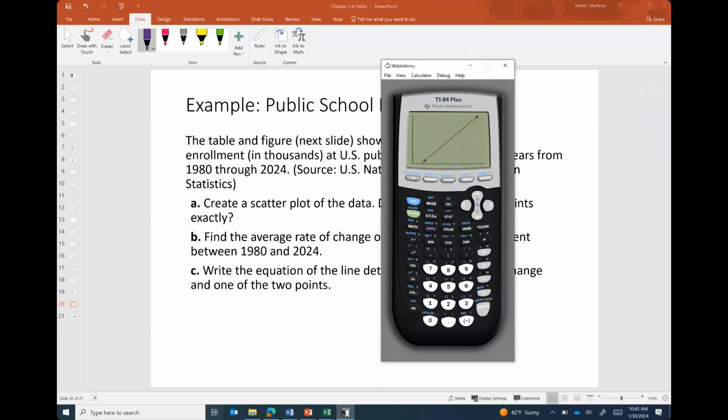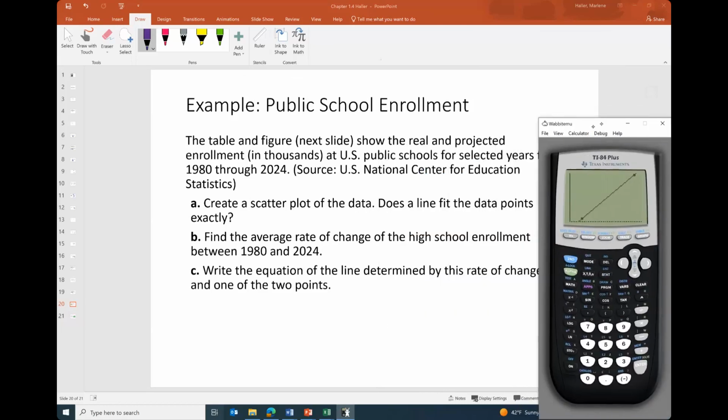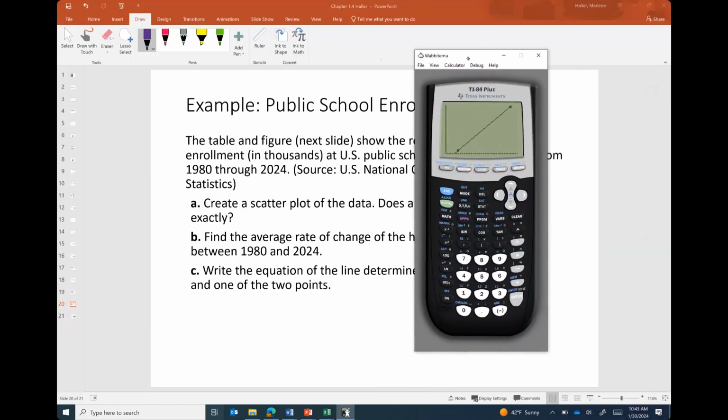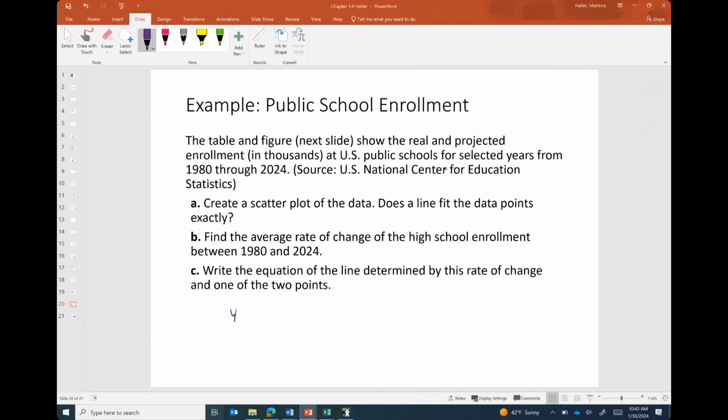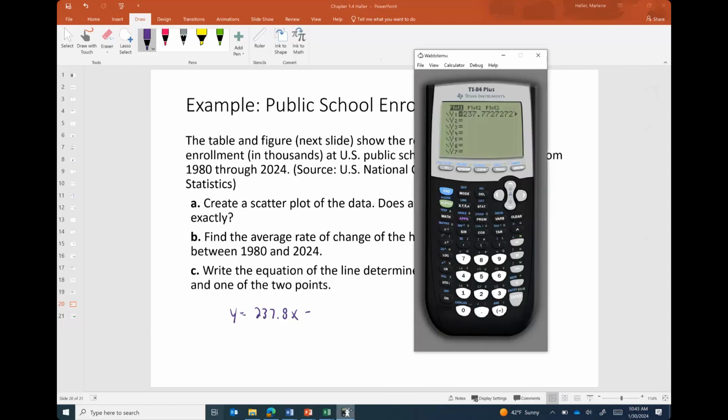All right, so part C says write the equation of the line determined by this rate of change and one of the two points. Again, I could do that by hand, or I could just use what is in the calculator here. My equation is stored. There it is. It's y equals 237, I'll just say 0.8, we'll round that, x. And then my initial value, or my y-intercept, was, let's arrow over so we can see it.